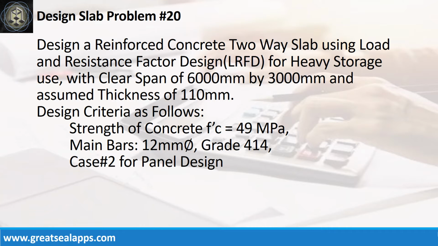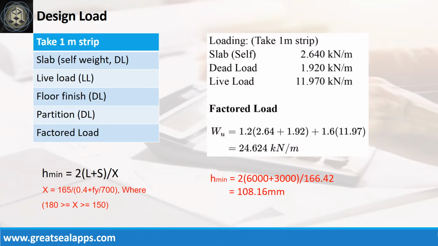Design criteria as follows. Strength of concrete 49 MPa, main bars 12 mm bar grade 414, case number 2 for panel design. The uniform load for 110 mm thick slab is 2.64 kN per meter. A heavy storage live load is 11.97 kN per meter. Other dead load like floor finish and partition is 1.92 kN per meter, for a factored load of 24.624 kN per meter.